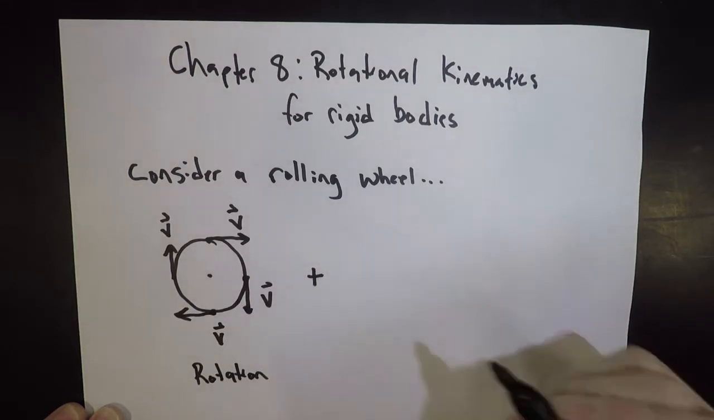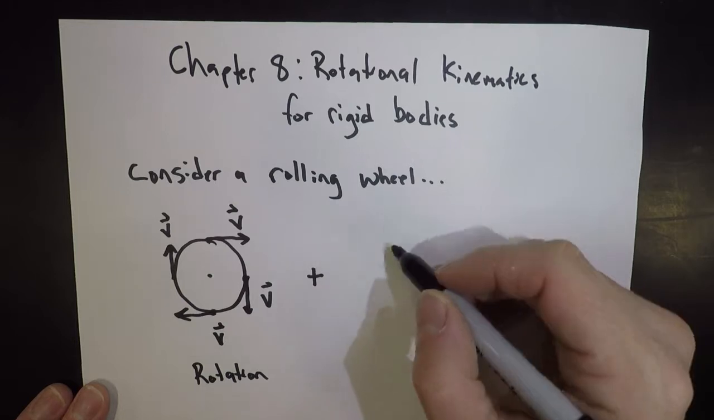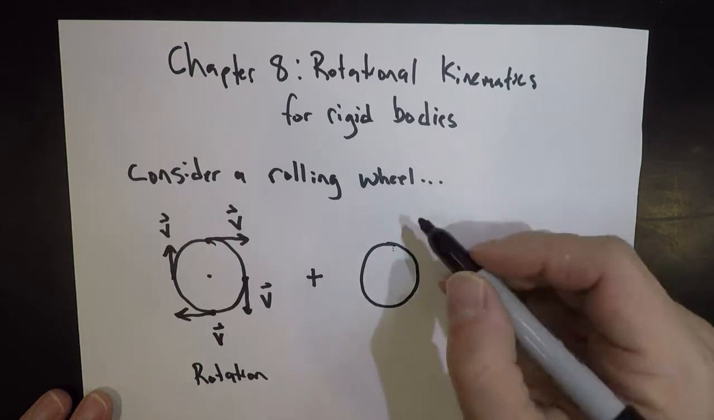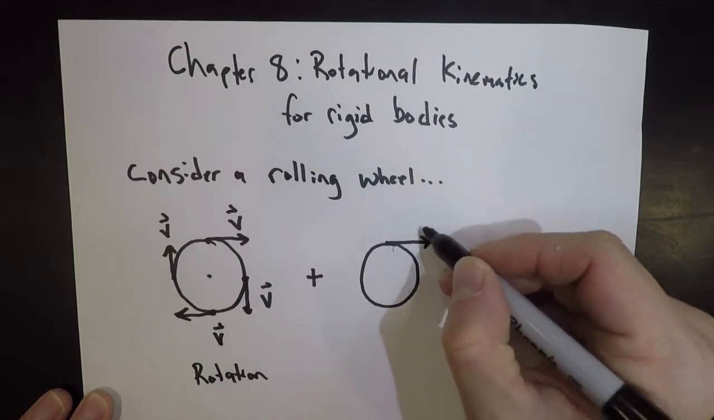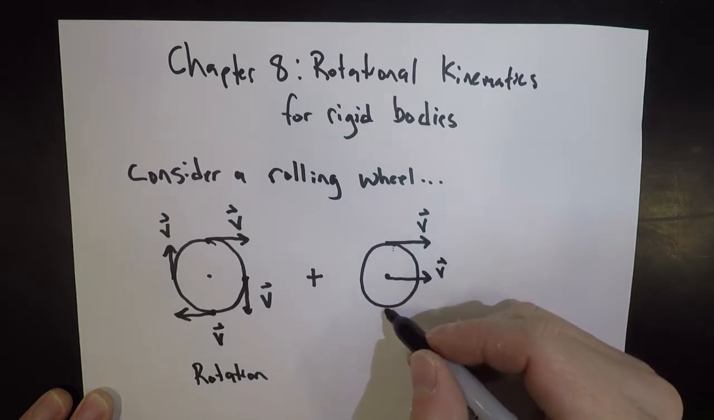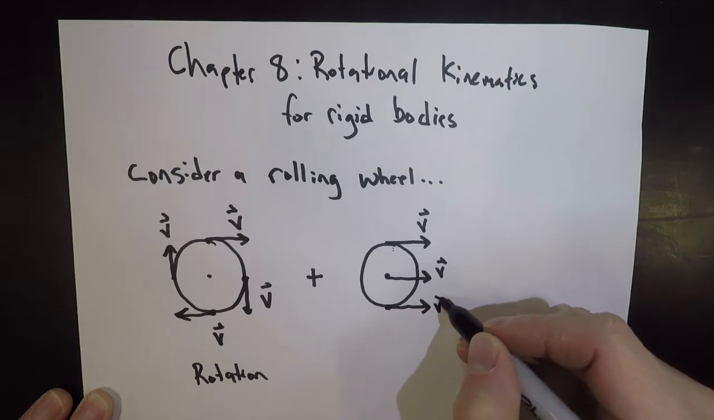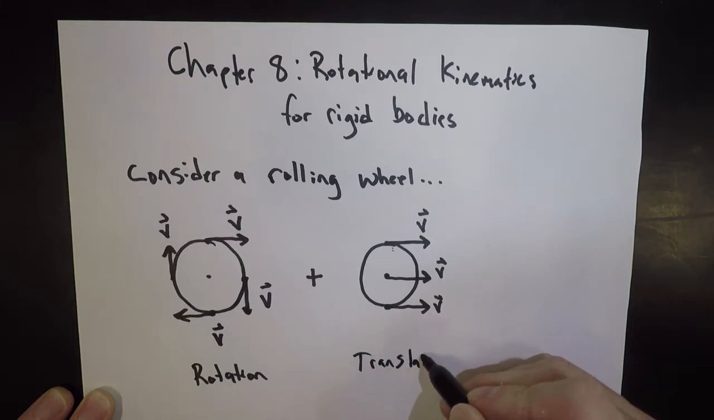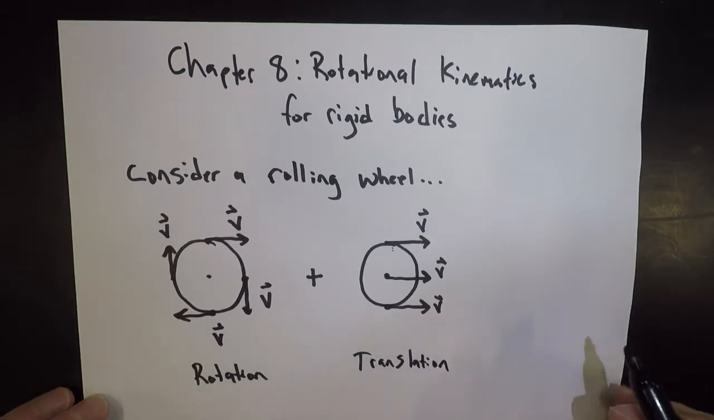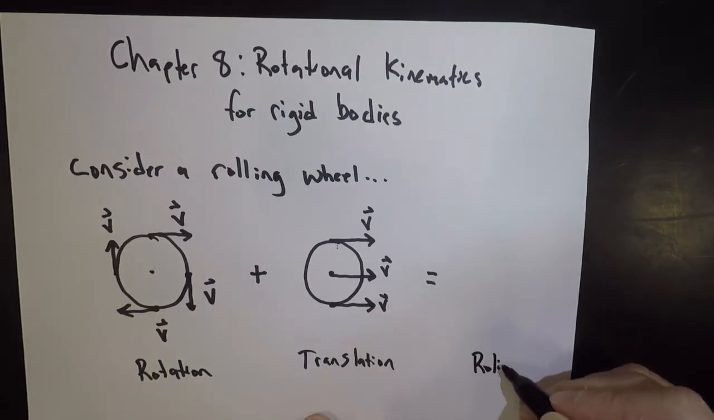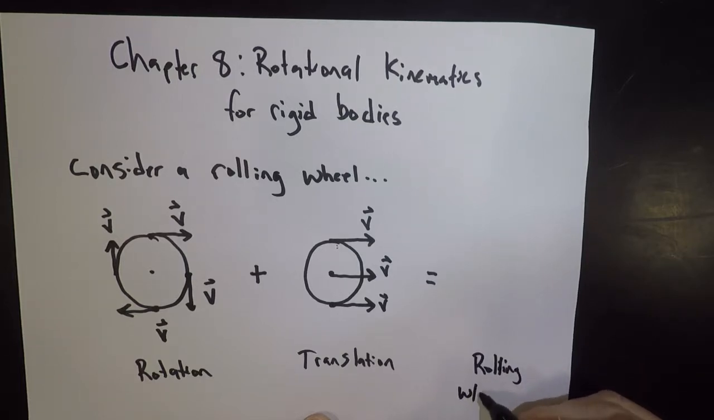And if we're going to roll, we're going to both rotate and translate at the same time. So I have to add to that translational motion. Suppose the wheel is rotating, but at the same time it's also moving to the right. So the pure translation looks like every particle of the wheel, the center, the top, and the bottom of the wheel, all traveling to the right like this. So this would be translation. Now if I put both types of motion together, I end up with what we think of as rolling. We'll say rolling without slipping.